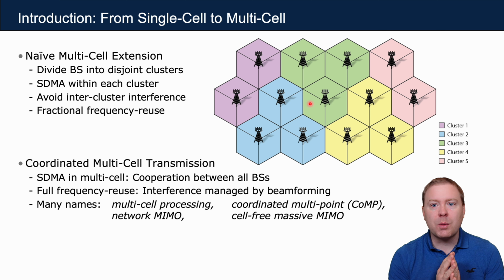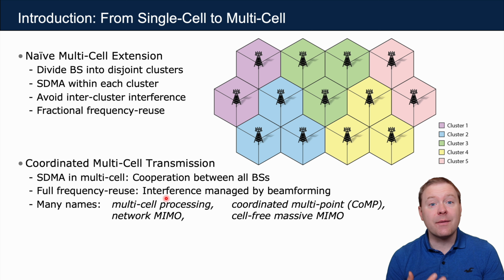But this is not what we want to do in real systems because we would like to use all the frequencies all the time in all the cells. And therefore, a coordinated multi-cell transmission is what we are opting for. This is some kind of SDMA in a multi-cell scenario where the base stations are cooperating in order to deal with interference, with beamforming, and use all the frequencies everywhere.